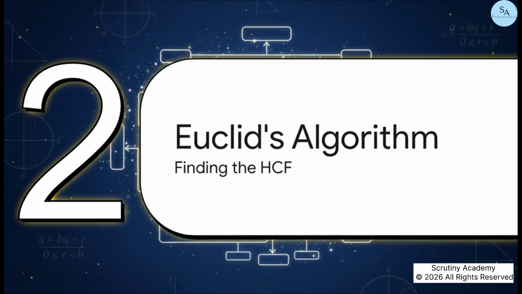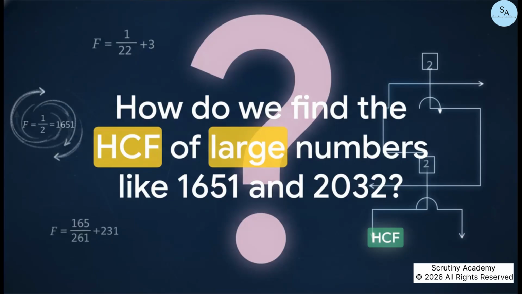Well, it turns out it's the engine behind a super clever and efficient method for finding the highest common factor, or HCF, the biggest number that divides 2 other numbers perfectly. This amazing method is called Euclid's algorithm. So, let me ask you this. How would you find the HCF of 2 really messy numbers, like 1651 and 2032? I mean, you could try to list out all their factors, but that would take forever, and you'd probably make a mistake. This is exactly where Euclid's method is a total game changer.